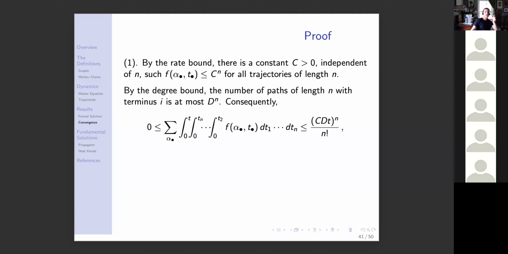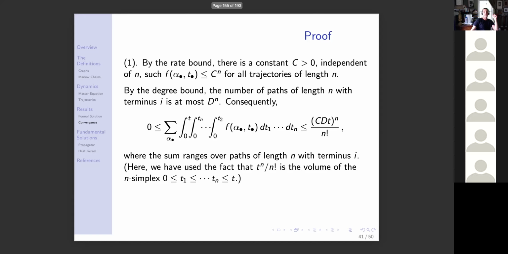The sum that appears in the theorem is bounded below by zero because the density is non-negative. On the other side, it's bounded by (cd)^n times t to the n over n factorial, where the sum ranges over all paths of length n with terminus I. Now, the fact I've used here is about a simplex based on 0 to t. If you look at the set of numbers t1 through tn sandwiched between 0 and t, with t1 less than t2 and so on, that's a standard simplex based on an interval of length t. That has volume t to the n over n factorial.